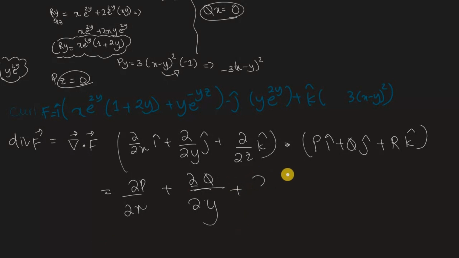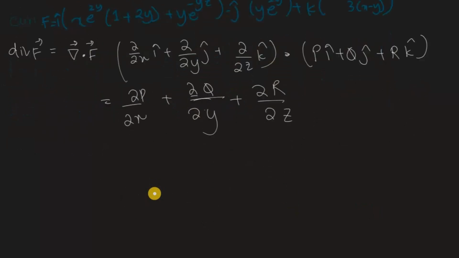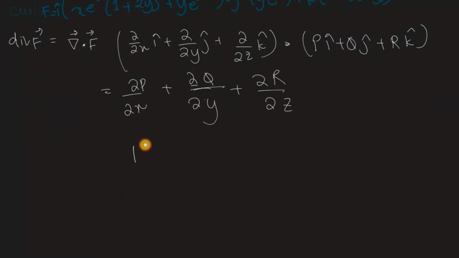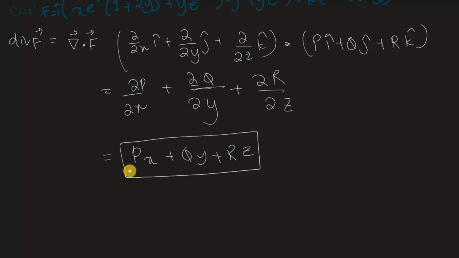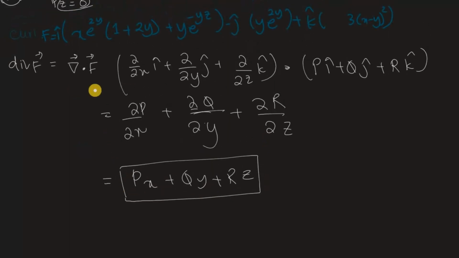Okay, next we have r, z. Partial derivative of r with respect to z. For simplicity, you can write it as p of x, q of y, r of z, and this is the formula for divergence of f. Okay, if you want, you can memorize it, or else you can just derive it like this. It's not so hard to derive it, right?